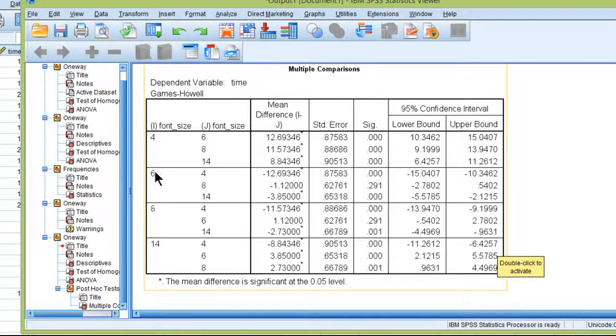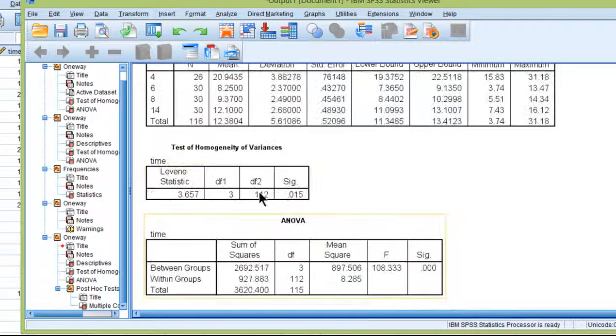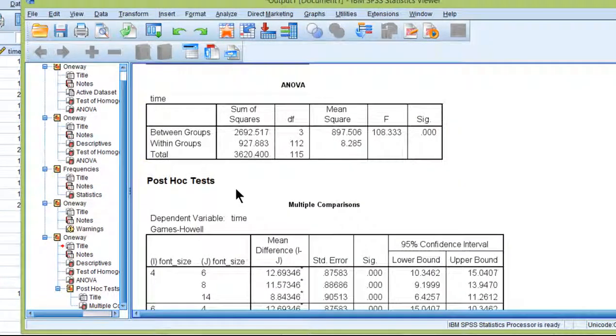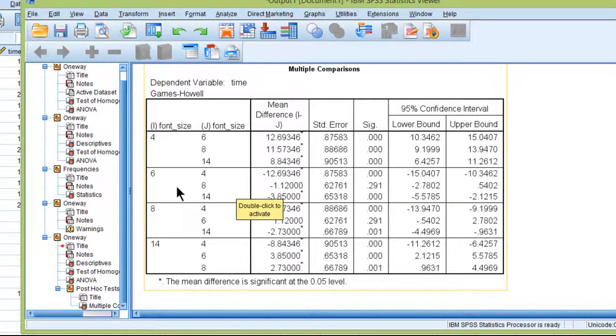Now, when it comes to font size of 6, it looks like 6 is associated with the lowest numerical mean at 8.25, but it is not statistically significantly different from 8, because the difference is negative 1.12 and the confidence intervals are intersecting 0. So I can't say that 6 is statistically significantly better than 8 with respect to the amount of time it takes people to read the material on the mobile phone. But we can find that 6 does take less time than 14, because that's negative 3.85.